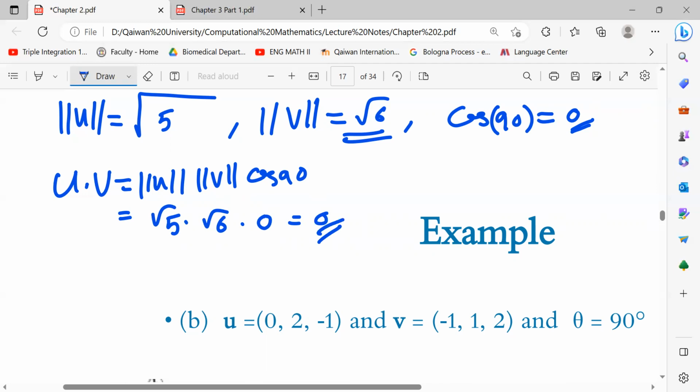If two vectors are perpendicular to each other, as you see, the angle between them is 90. That means vectors u and v are perpendicular to each other. So if two vectors are perpendicular to each other, we say the dot product of those two vectors is 0.